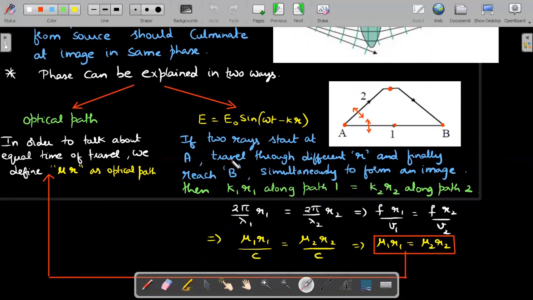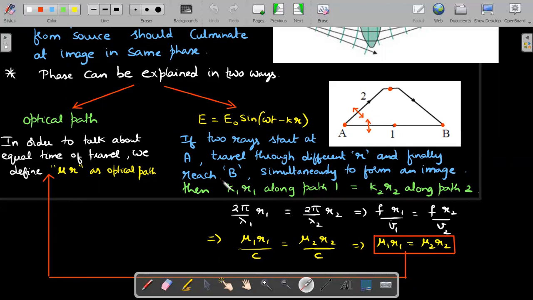Now, if they start at A and travel through different values of R and finally reach B simultaneously to form an image, the K1 R1 along path 1 and K2 R2 along path 2 should be the same. Why is that? Because this entire thing is called phase, and the idea of wavefronts is to have the same phase, then only an image would be formed here.